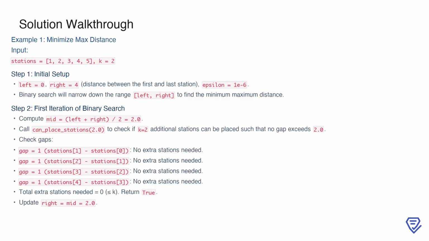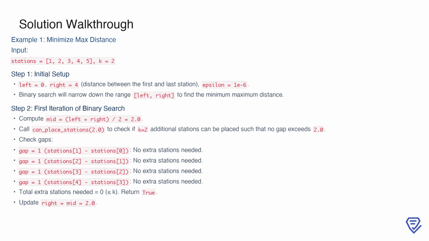To solve the problem of minimizing the maximum distance between gas stations, we start by initializing our binary search range. The variable left is set to 0, representing the smallest possible distance, while right is set to 4, which is the distance between the first and the last station in the input. We also define a very small value, epsilon, to determine when the binary search has converged.